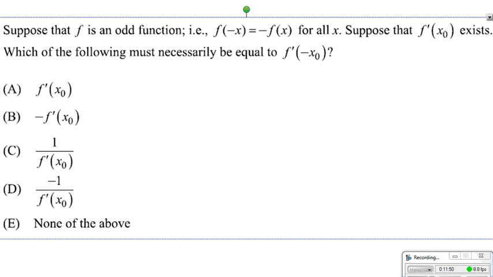All right, so we have f is an odd function. What happened to f prime? Now, in fact, if I were to rewrite this one up, then what's going to be happening is this.